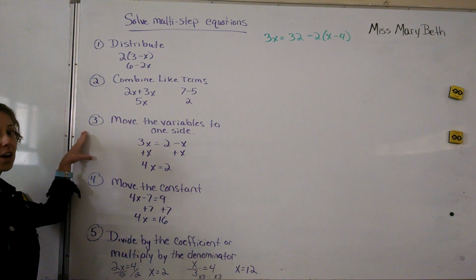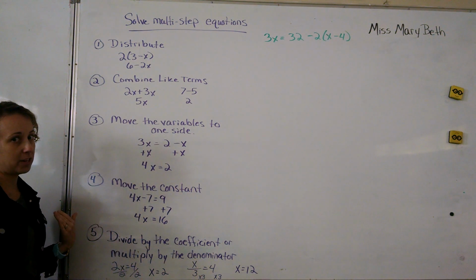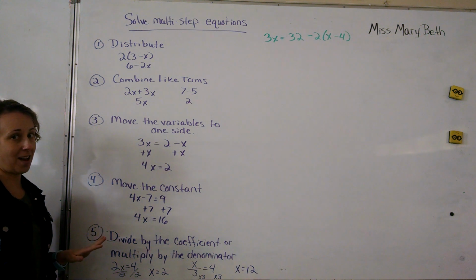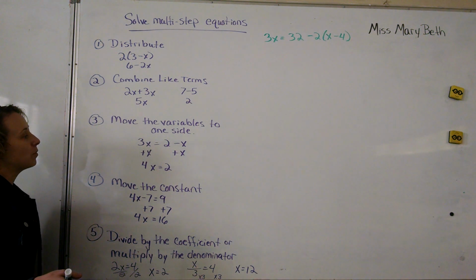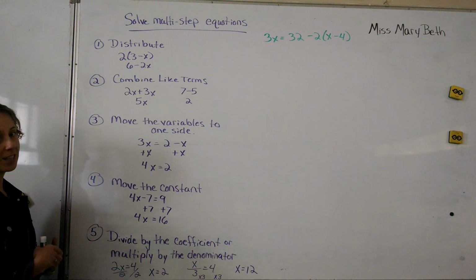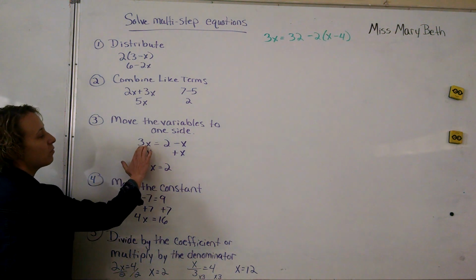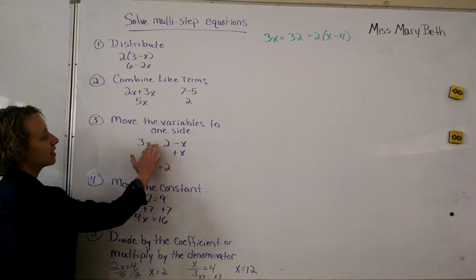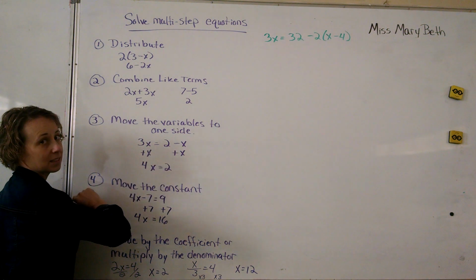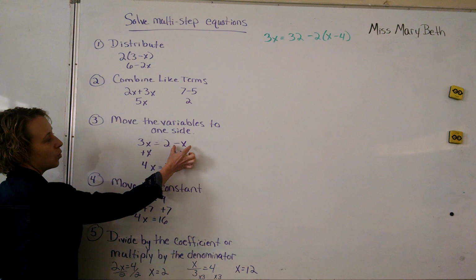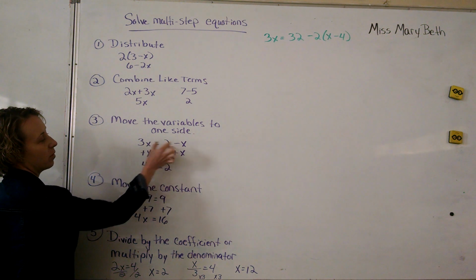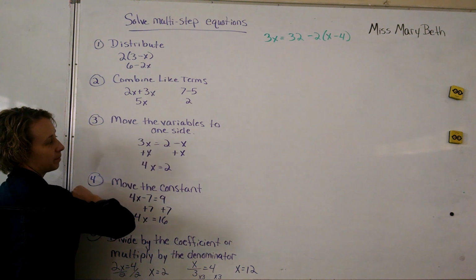Now, move your variables all to one side of your equation. Doesn't matter which side. Usually what we do is we move the smaller variable to the other side. Let me show you what I mean. If we had something like 3x is 2 minus x, I would want to move this x, because it's a negative x and it's smaller than 3x, to the other side.